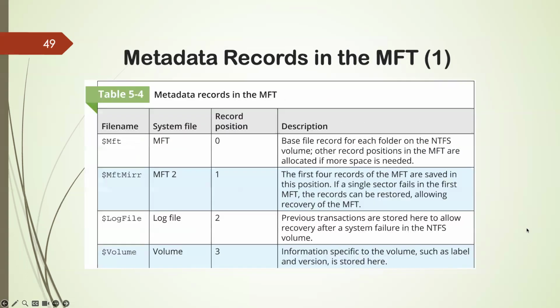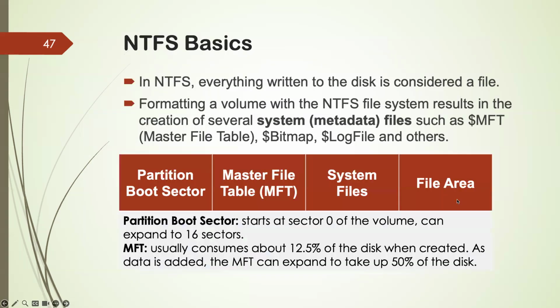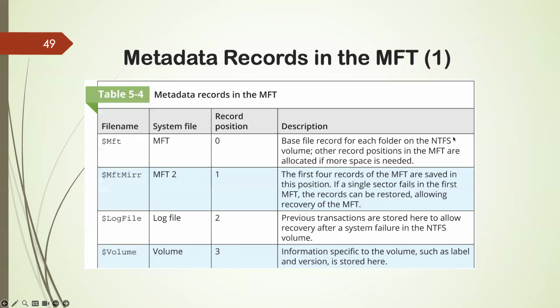All right. So we talked about how the NTFS file system creates various system files, or metadata files, on your hard drive. Let's look into them one by one. Similar to the FAT file system, where we had two mirror copies of the FAT table, in the NTFS file system we will have two copies of the MFT, or master file table.